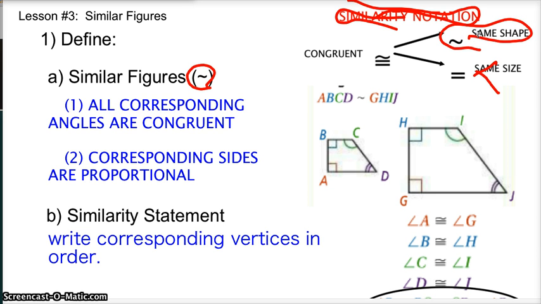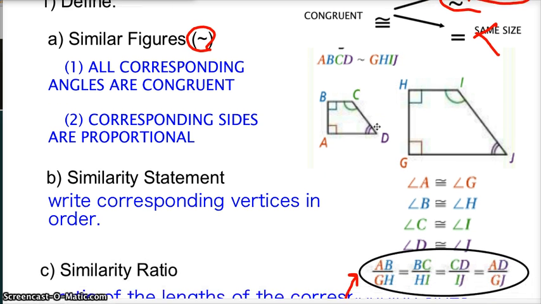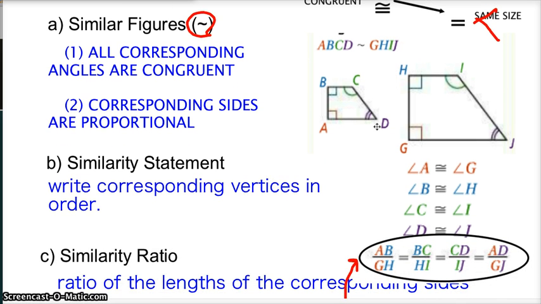So when we talk about angles being congruent, looking at the diagram right here, and feel free to add it to your notes, it says that figure ABCD, with the single little similar squiggle here, is similar to figure GHIJ, meaning angle A is congruent to angle G, angle B is congruent to angle H, angle C is congruent to angle I, and angle D is congruent to angle J. So all the corresponding angles are congruent. A with G, B with H, C with I, D with J.